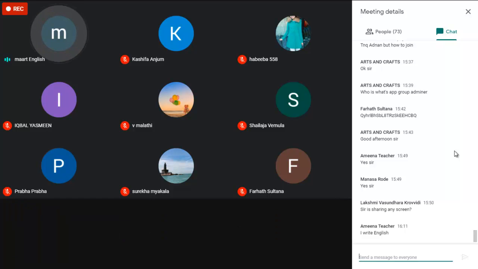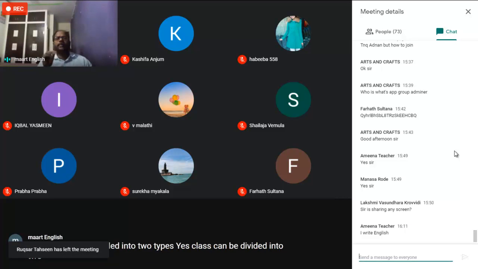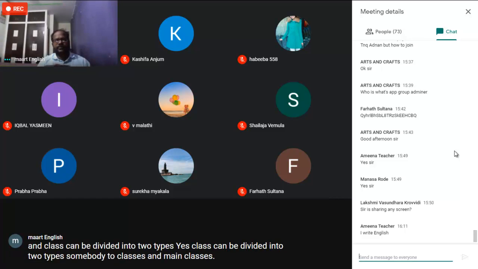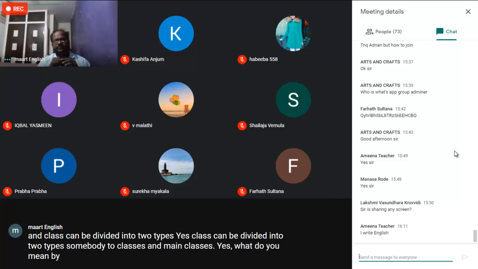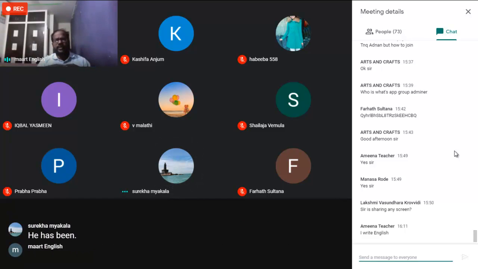And clauses can be divided into two types: subordinate clauses and main clauses. What do you mean by subordinate clause? Clauses are of many types. We have noun clauses, adjective clauses, adverb clauses. Basically, clause, C-L-A-U-S-E, is divided into two types: subordinate clause and main clause.